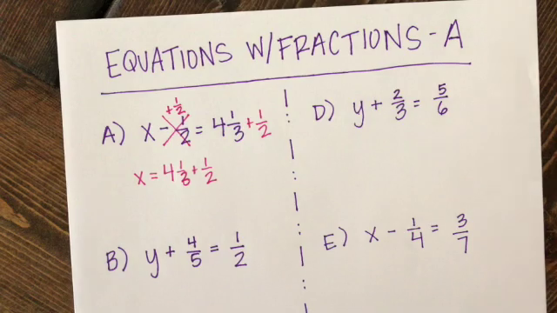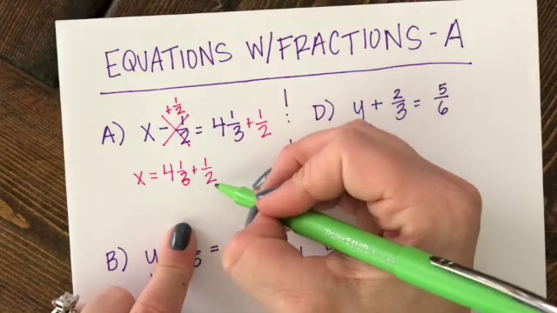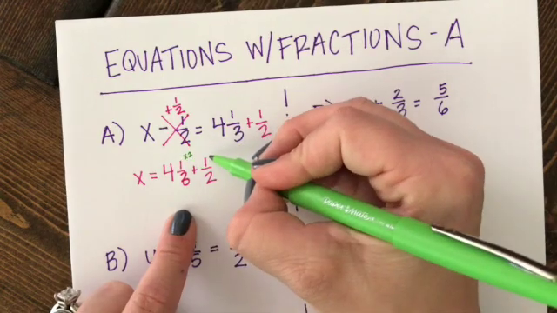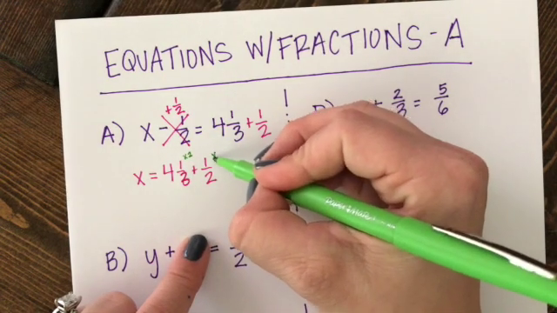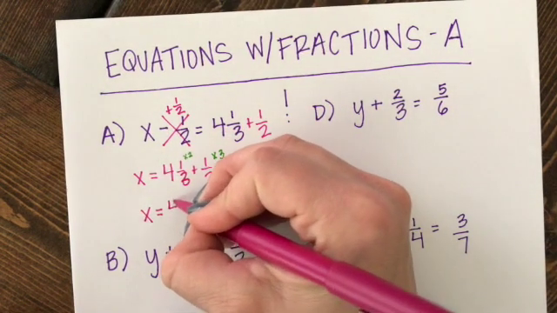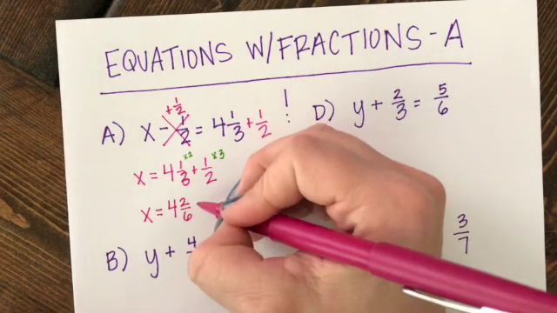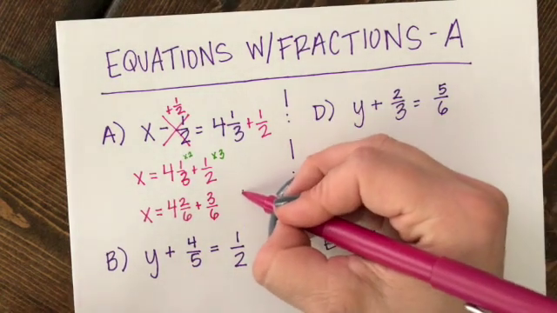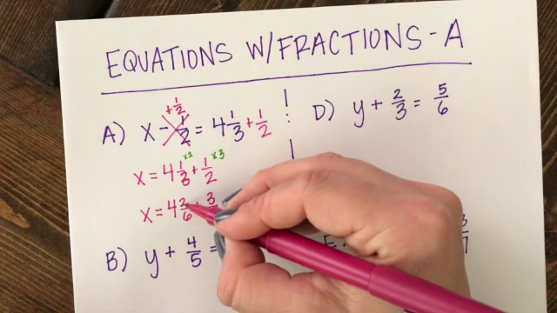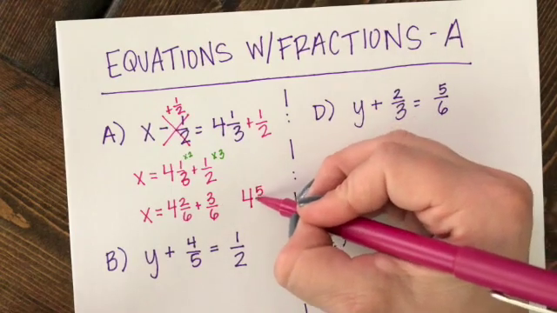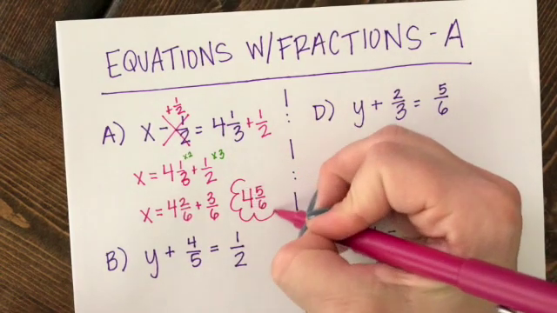What we're gonna do when you're adding and subtracting fractions, they have to have a common denominator. So the common denominator between 3 and 2 would be 6. So I'm gonna take this fraction right here and multiply it by 2. I'm gonna take this fraction right here and multiply it by 3. And I'll show you why. So now we have x equals 4 and 2/6 plus 3/6. So my whole number stays the same, it's just 4. But then what's 2/6 plus 3/6? It would be 5/6. And that would be my answer.